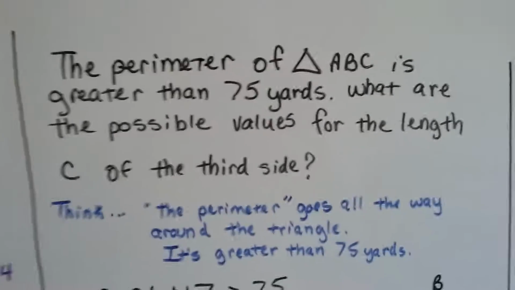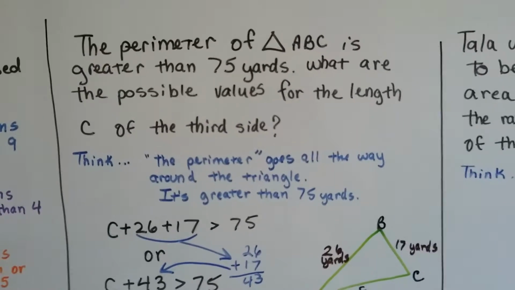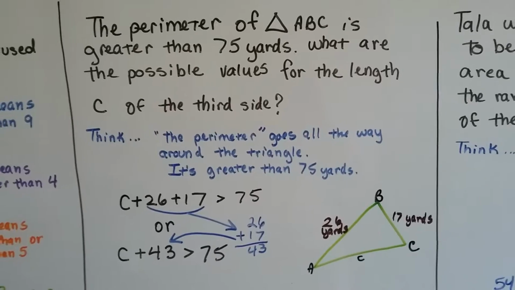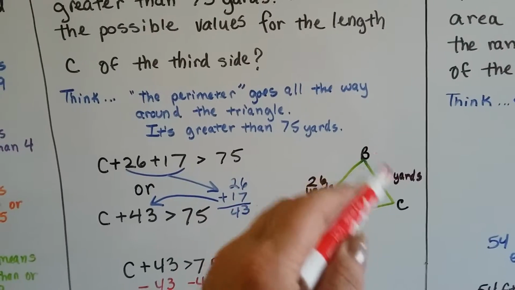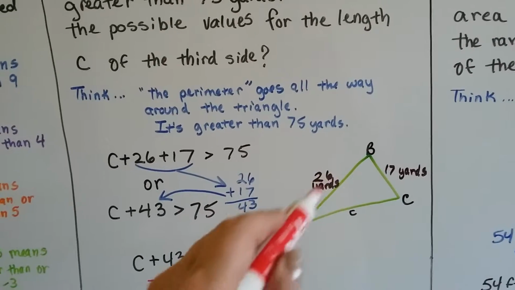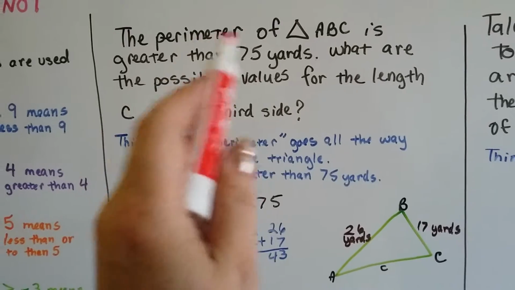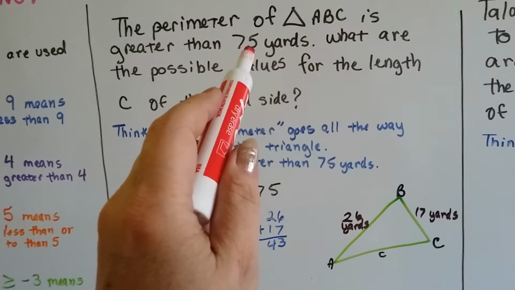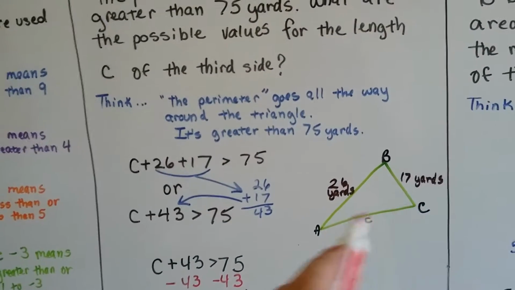So, the perimeter of triangle ABC is greater than 75 yards. What are the possible values for the length C of the third side? So here's our triangle. Side BC is 17, side AB is 26 yards, and ABC, the entire triangle, is greater than 75 yards. What are the possible values for the length of this side?